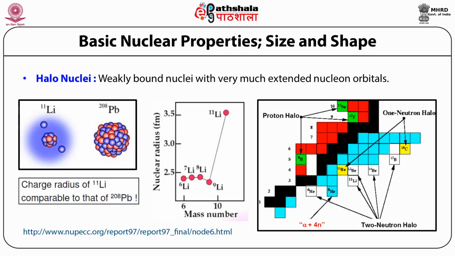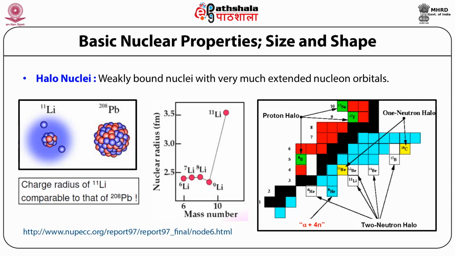Now here on the left-hand side we can see a picture in which a comparison is made between two nuclei, that is 11 lithium and 208 lead. You can say that 11 lithium is found to have almost the same length of charge distribution as we have found for lead 208. Now lithium has a total number of nucleons equal to 11, and in lead we have the total number of nucleons equal to 208. So a very small nucleus like 11 lithium has an extended charge distribution equivalent to that of lead.